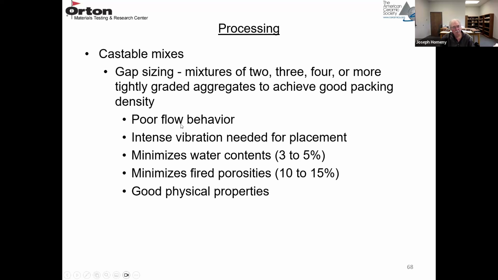With gap sizing, the rheology is very poor for flow behavior. They're tightly packed, but you're going to need a great deal of vibration to place these materials. But they're going to have very low water contents, 3 to 5%, and they're going to have minimum porosity, maybe 10 to 15%. So when you make a gap sized material, it's going to have poor flow behavior. You're going to need to probably vibrate it, but you're going to have good physical properties because you minimize water content and porosity.